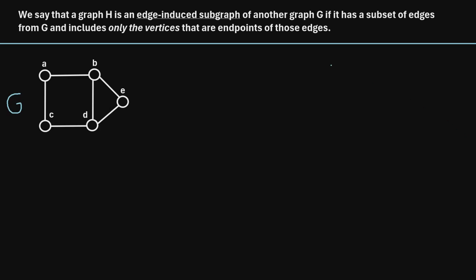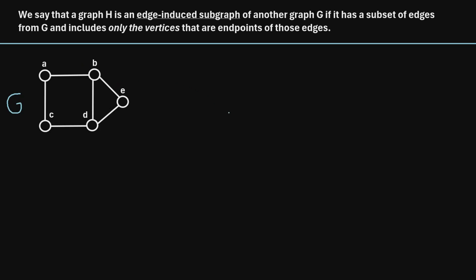In graph theory, we say that a graph H is an edge-induced subgraph of another graph G if it has a subset of edges from G and includes only the vertices that are endpoints of those edges. So to understand this idea, it helps if we can visualize a graph. So let's consider this graph G right here. This graph has 5 vertices and it has a total of 6 edges.